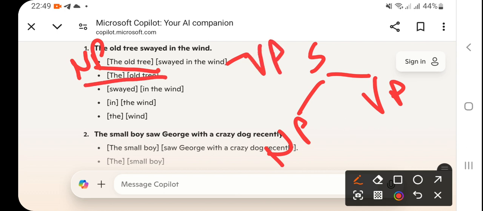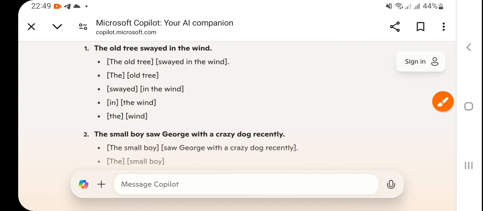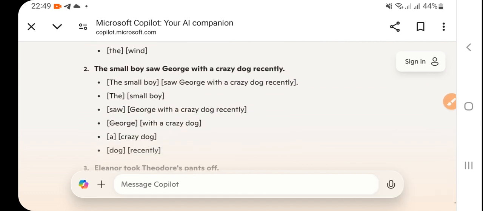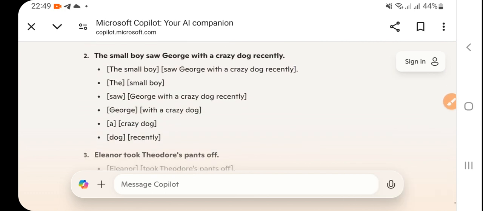Then the noun phrase, the old tree. So this way they have done it not as a tree but as brackets, right? Then swayed in the wind, so swayed is a verb. And in the wind is a prepositional phrase, where "in" will be dropped, then the wind, then the. So I have to explain this later on, but let us see what this is.